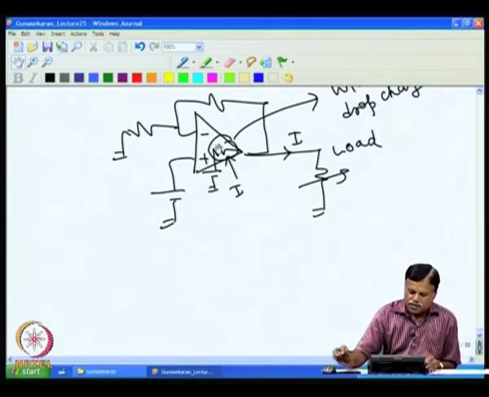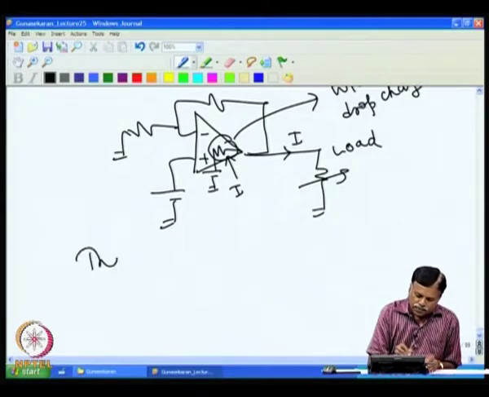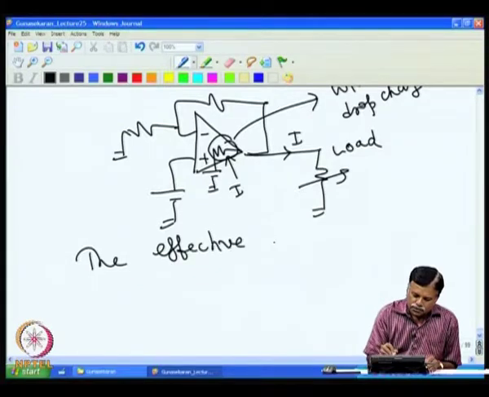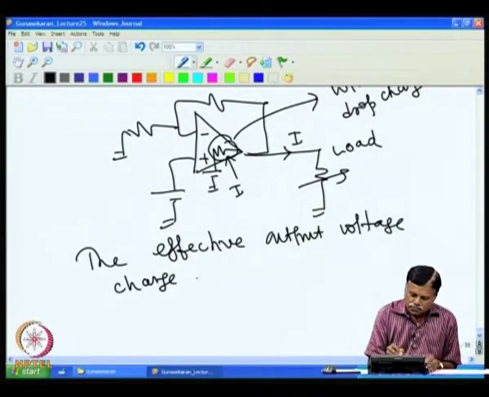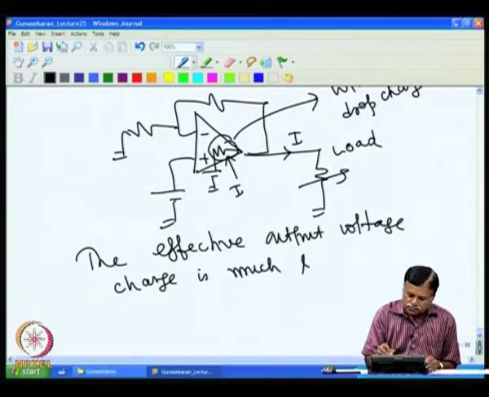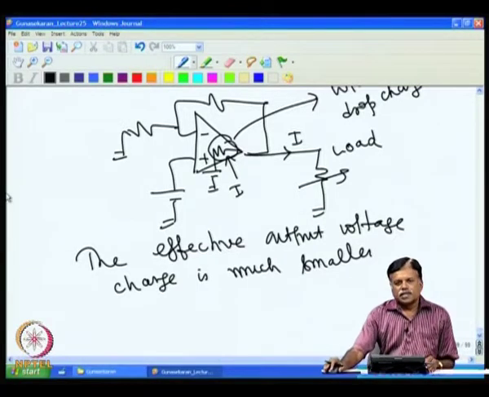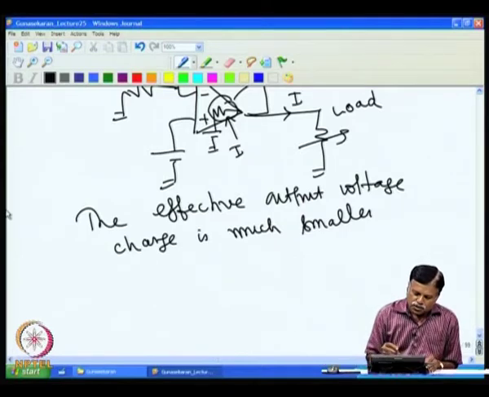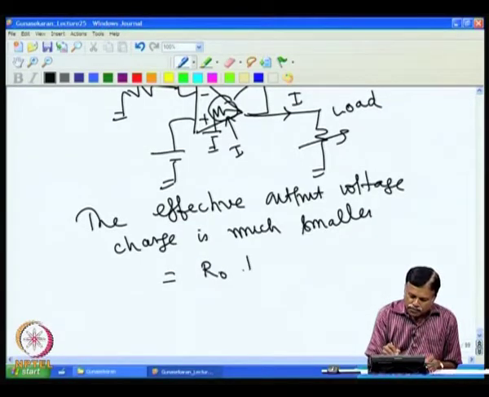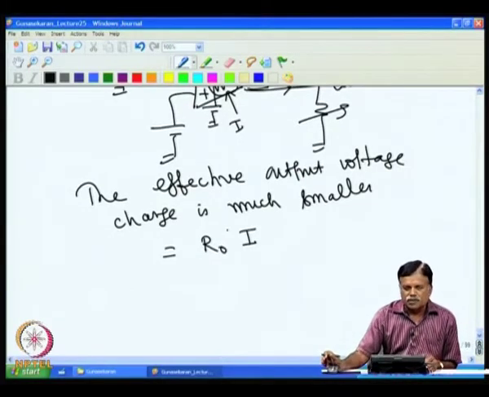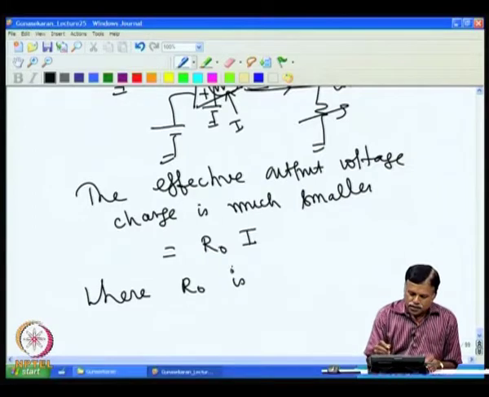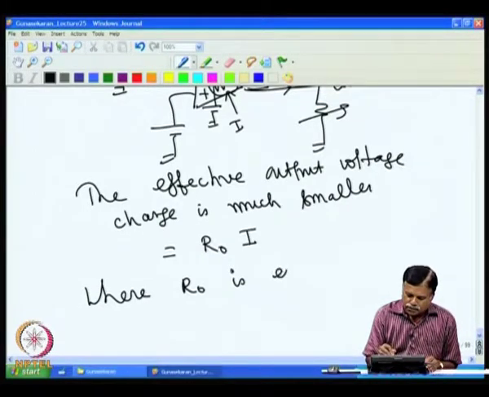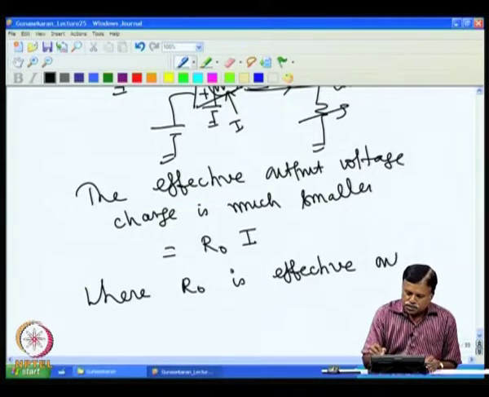This is because of the feedback. So, the effective output voltage change is much smaller. We represent this with a new internal resistance, the effective internal resistance. We call this much smaller effective output voltage change equal to R0 times I, where R0 is the effective internal resistance, or simply the output resistance of the op amp.